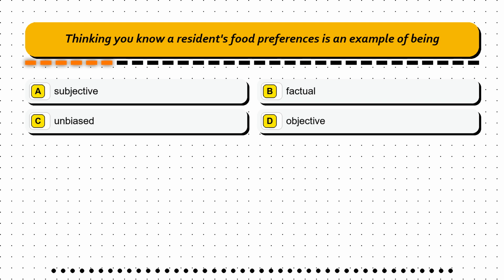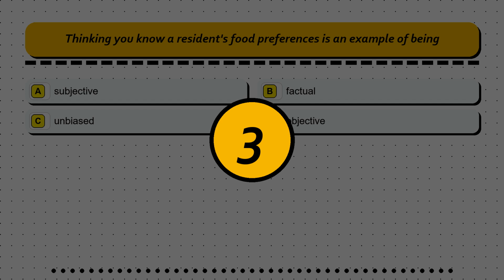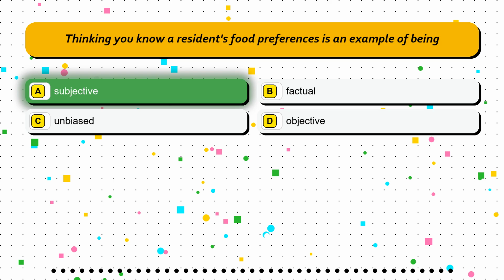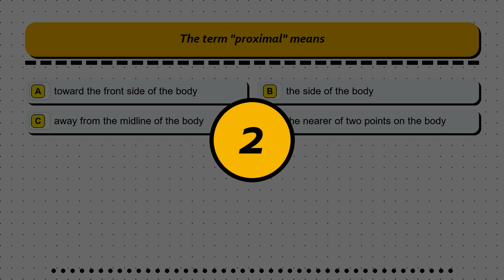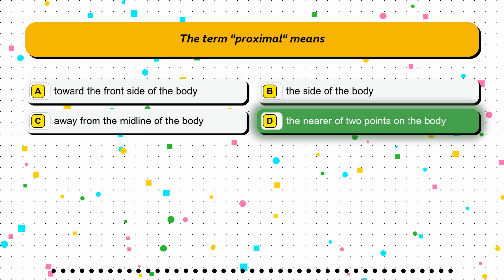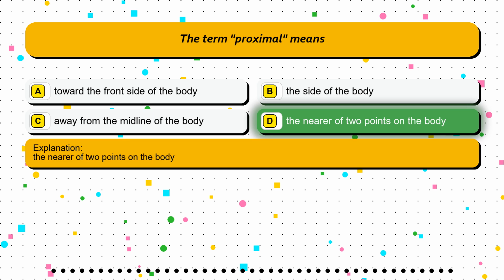Question 29. Thinking you know a resident's food preferences is an example of being: Option A, subjective. Option B, factual. Option C, unbiased. Option D, objective. The correct answer is option A, subjective. Question 30. The term proximal means: Option A, toward the front side of the body. Option B, the side of the body. Option C, away from the midline of the body. Option D, the nearer of 2 points on the body. The correct answer is option D, the nearer of 2 points on the body.